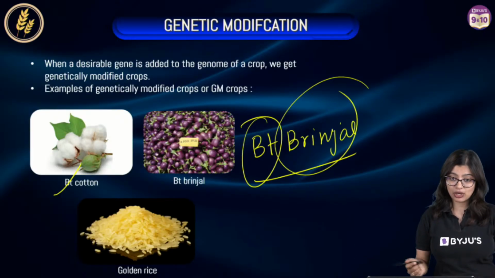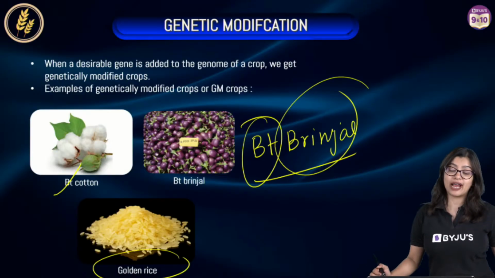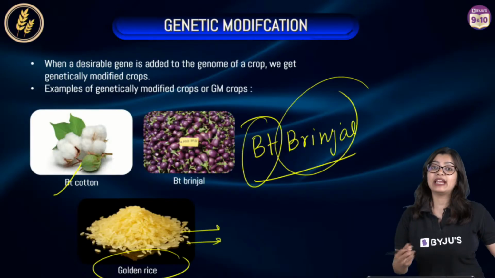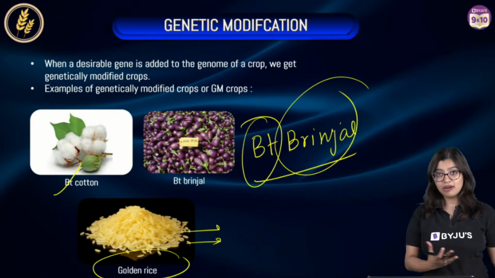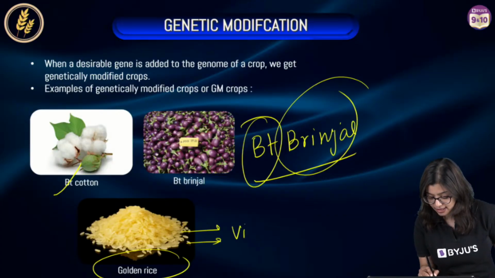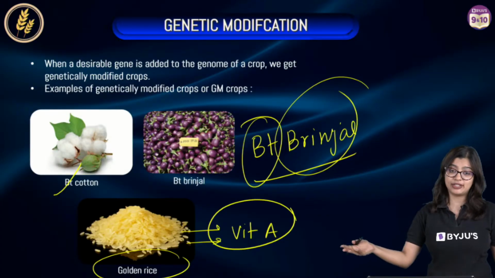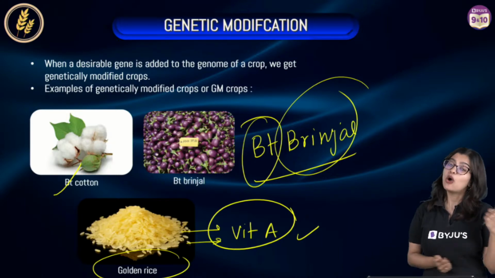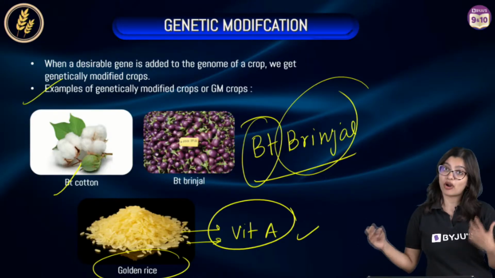But along with that, we also see that golden rice is an example of a genetically modified organism. Now the intent of golden rice was that we introduce certain genes from other microbes that will increase the vitamin A in rice. So this was one such methodology. Yes, golden rice for production of vitamin A. So these are all examples of genetic modification.